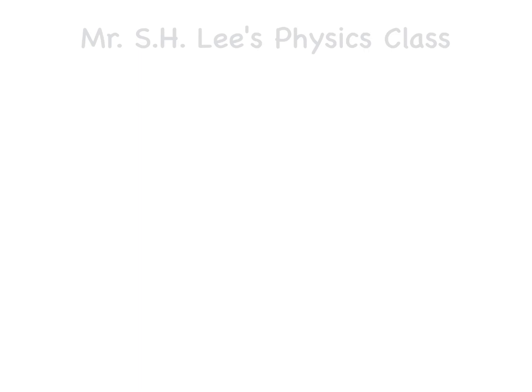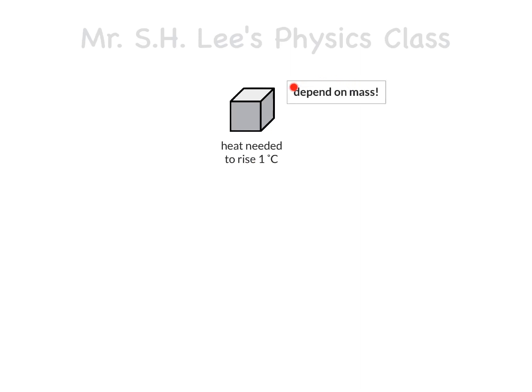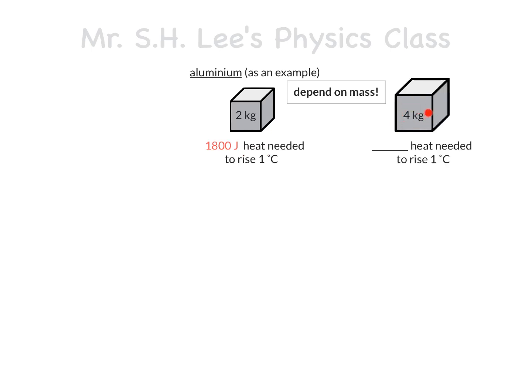I'm Mr. Lee. In the previous videos, we have learned that the heat capacity of a body is the heat needed to raise its temperature by 1 degree Celsius. But this is not convenient as this depends on the mass of the body. Say, if 2 kg of aluminium needs 1,800 joule of heat to rise 1 degree Celsius, then 4 kg of aluminium would need double the heat, that is, 3,600 joule of heat to rise 1 degree Celsius.